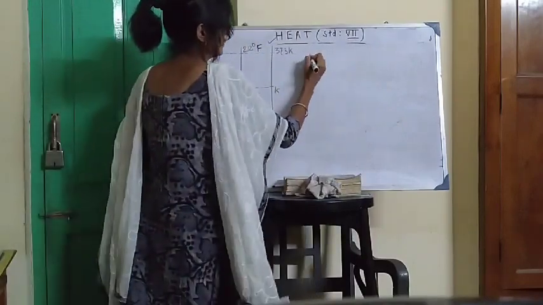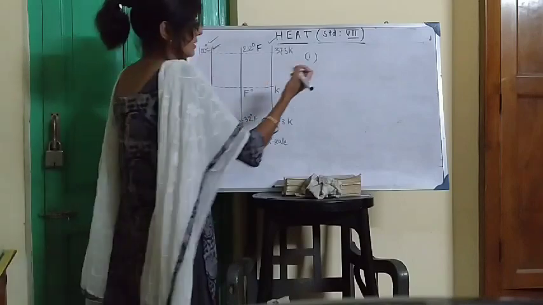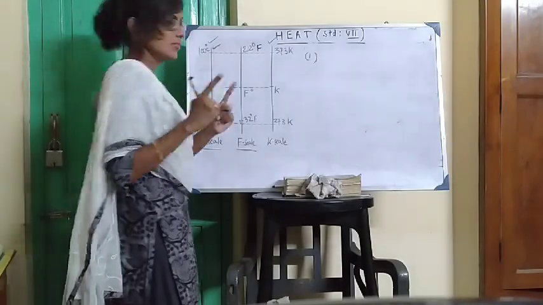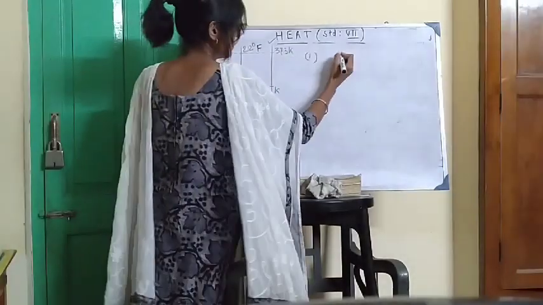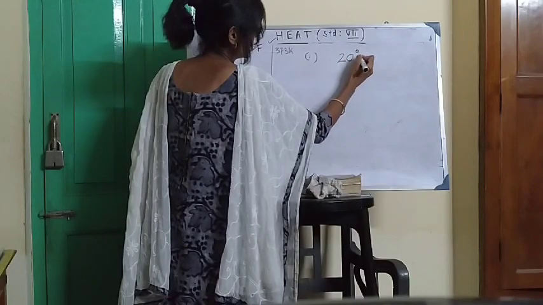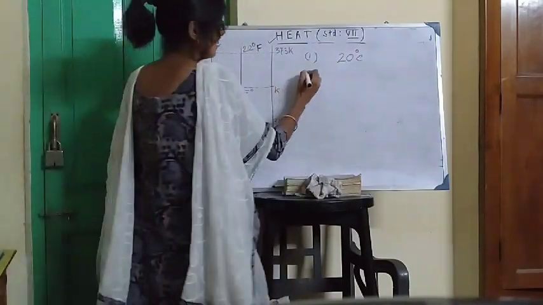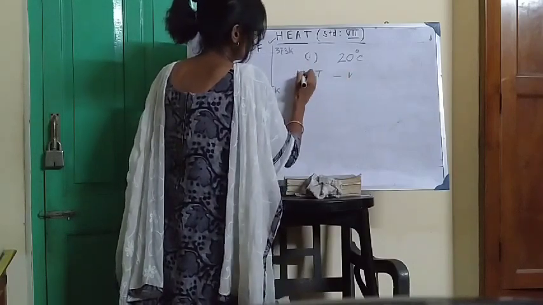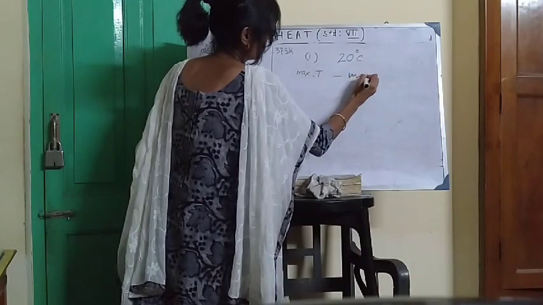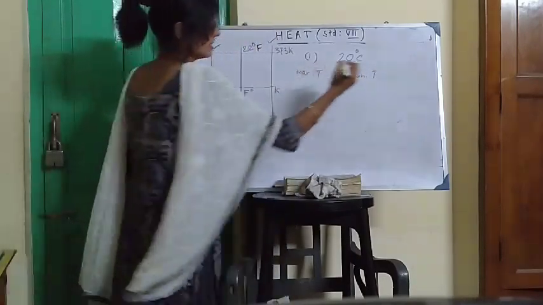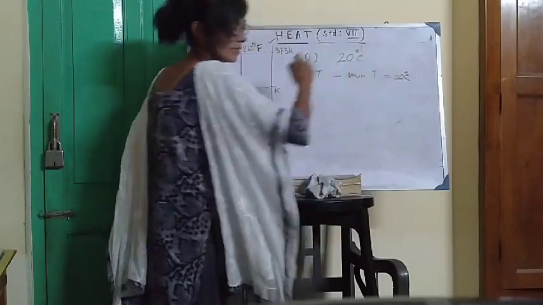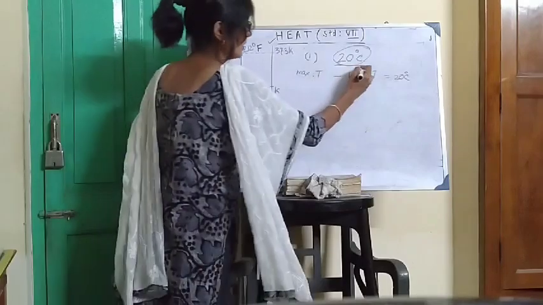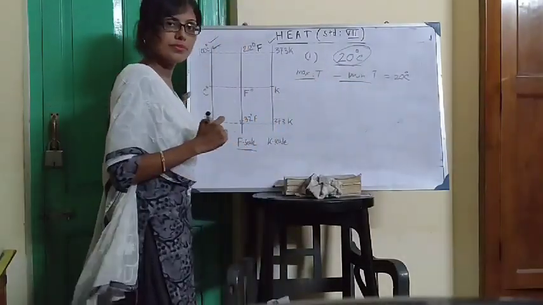Suppose it is said, numerical number 1, that the extreme temperatures of a place differ by 20 degrees centigrade. Extreme temperatures means maximum temperature minus minimum temperature of that place is equal to 20 degrees centigrade. That means 20 degrees centigrade is not a particular temperature, it is the difference between two temperatures, right?